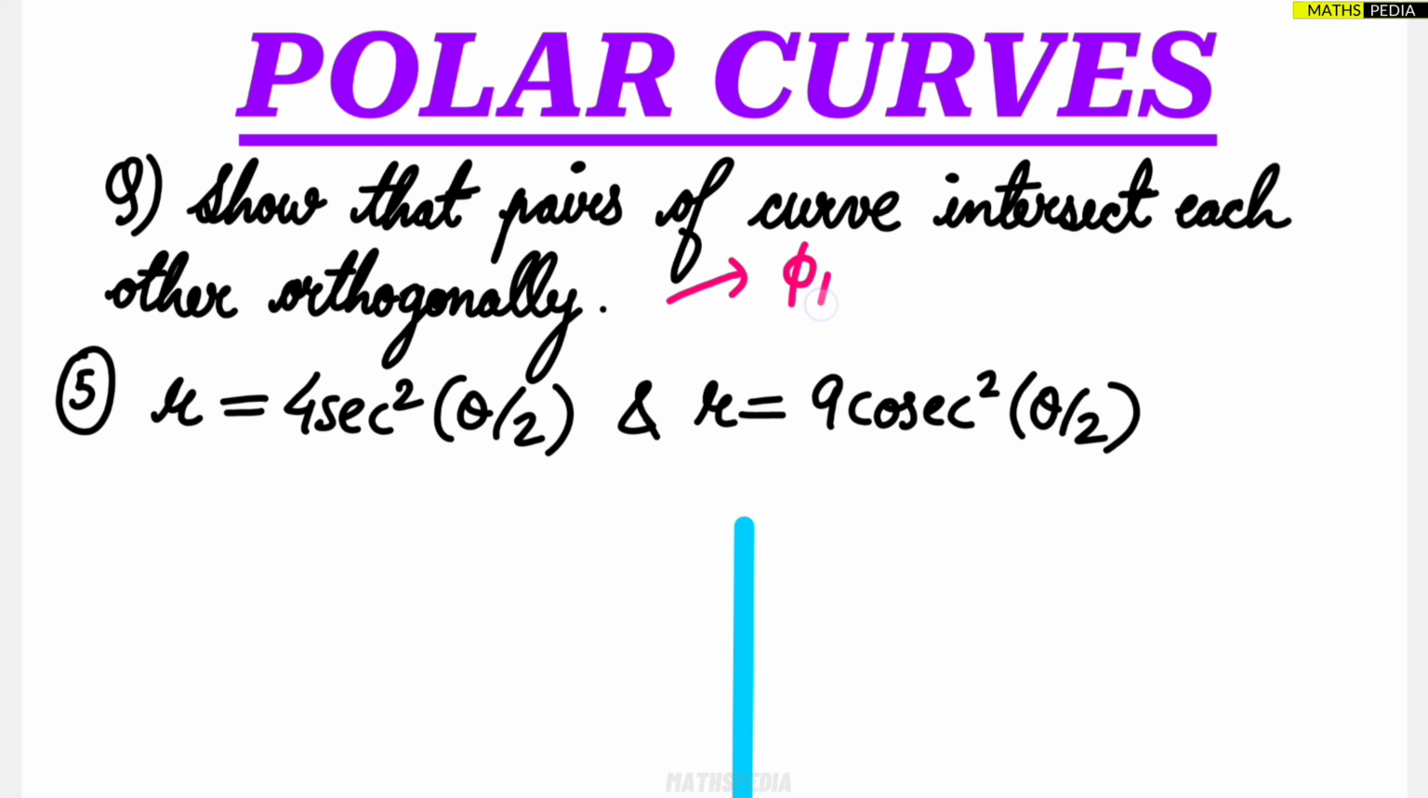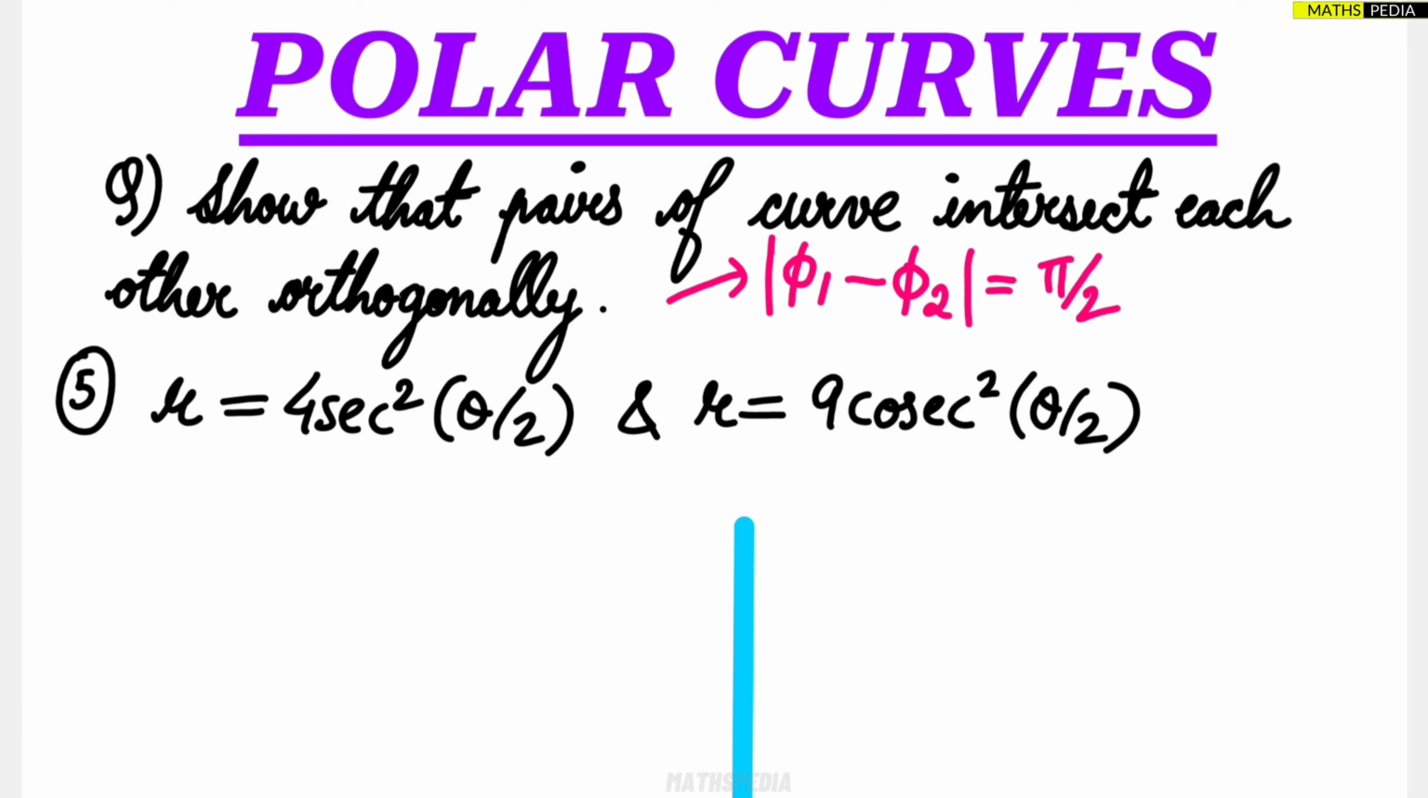phi1 and phi2, which are nothing but the angle between the radius vector and the tangent. So phi1 is for the first curve and phi2 is for the second curve. So if we take the difference of both, that particular positive value should be equal to pi by 2. If it is equal, then we can directly say that the curves intersect each other orthogonally.